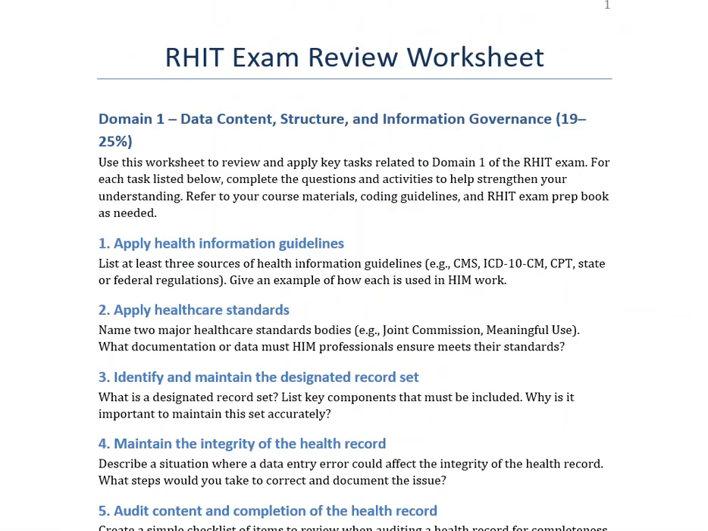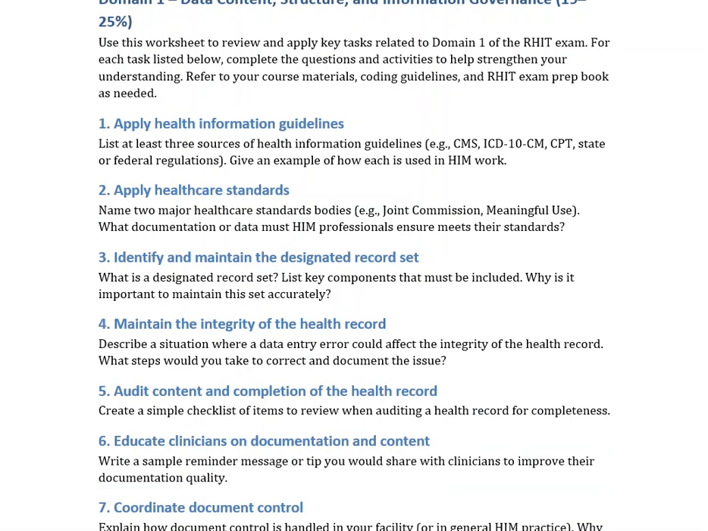So what does AHIMA mean by, for example, task number 3? Task number 3 from AHIMA is identify and maintain the designated record set. So what does that mean? And some interpretation of that is underneath. What is a designated record set? You have to understand what that is first before you can identify and talk about how it's maintained. List key components that must be included, and why is it important to maintain this set accurately.